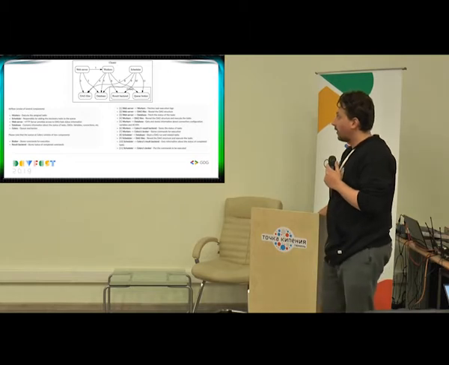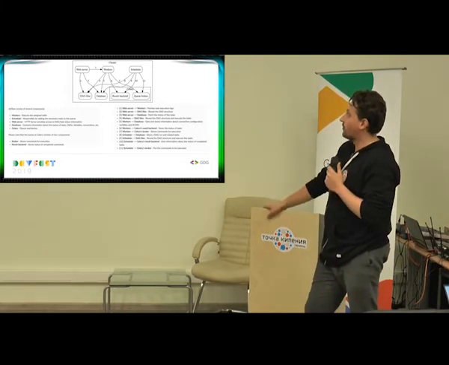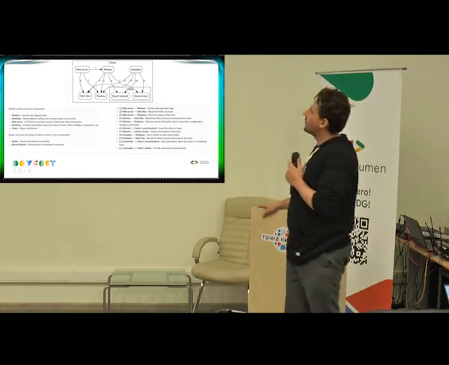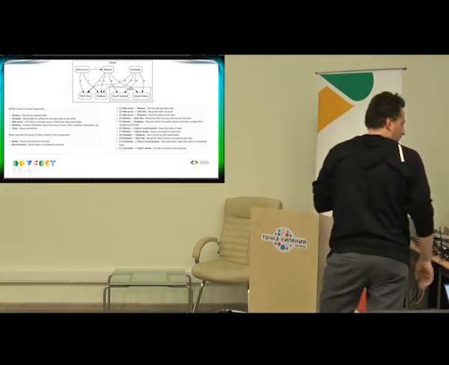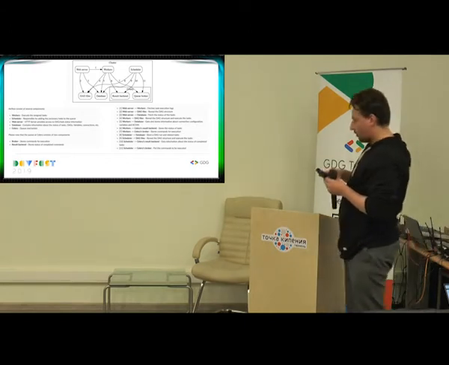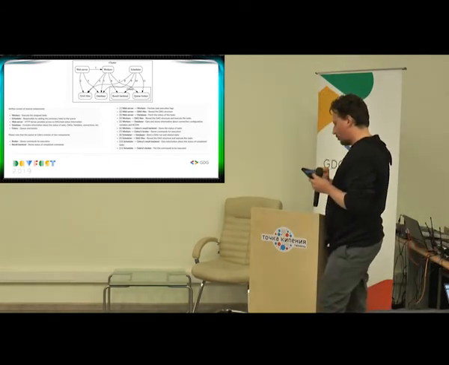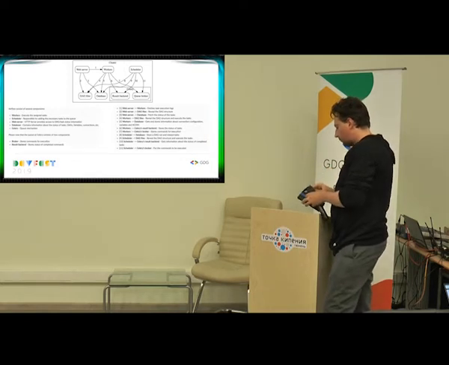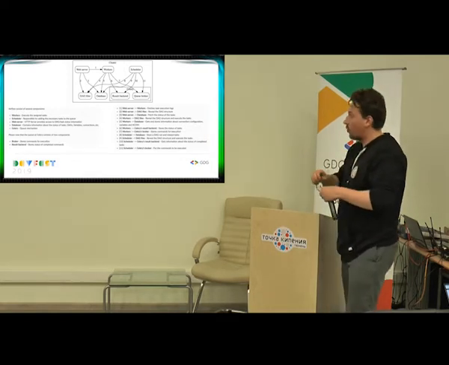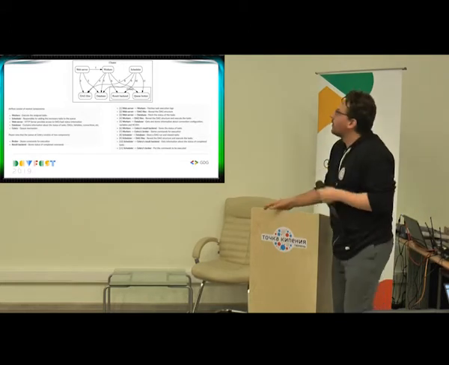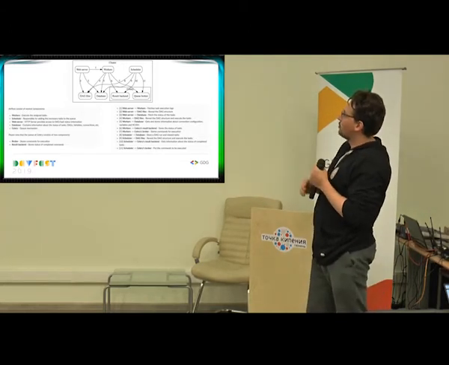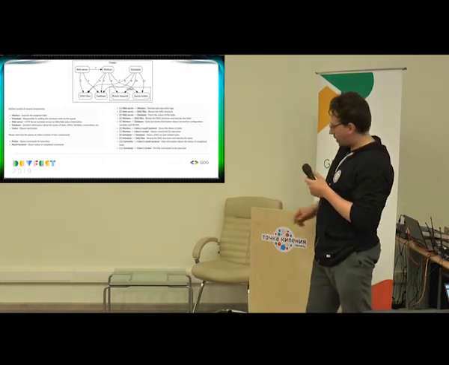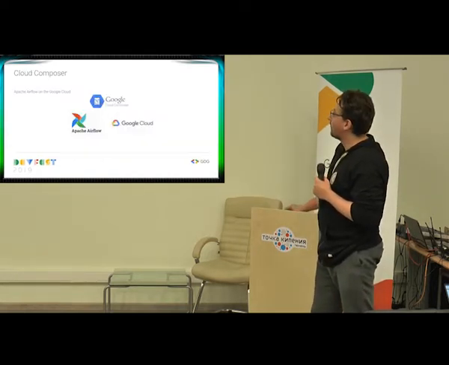This is a high-level diagram of the different components. So you have a scheduler, you have a database, you have a message worker, and you have a bunch of workers also. And basically they all talk to each other. And you also have a web server which runs the Flower UI.